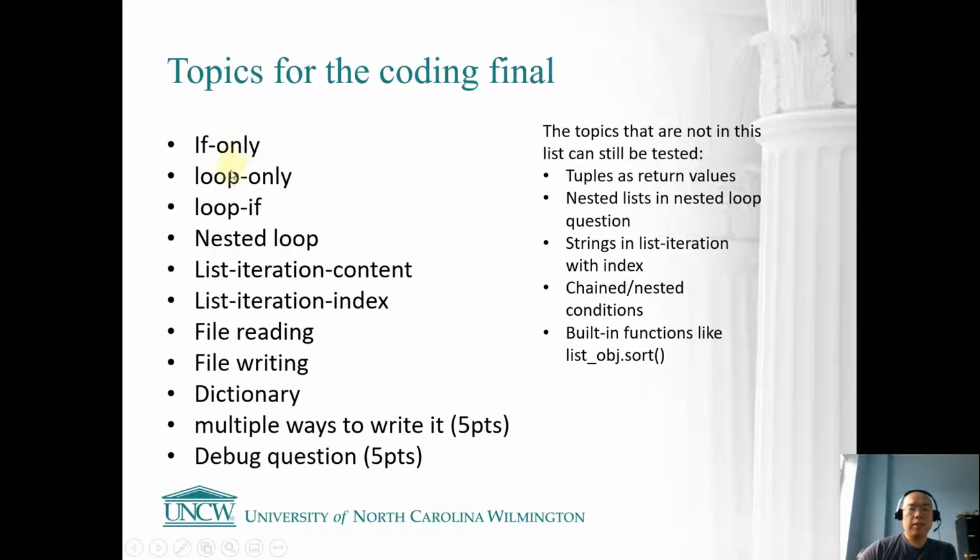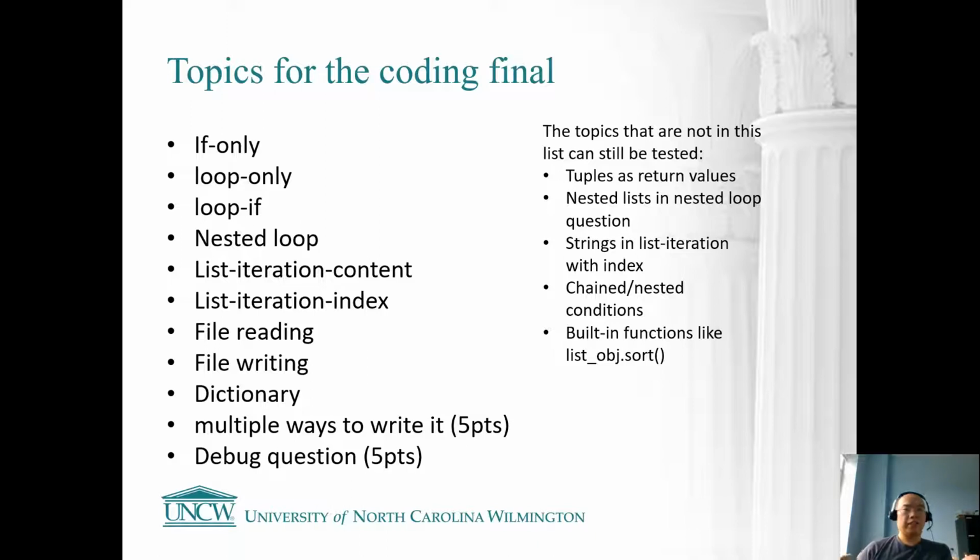The next one is loop only. For example, you are going to do an iteration from 1 to 100, and add all the values together, and the returned result should be 5050. And then the next one is loop with if, where you are still doing the iteration, but inside of this iteration you are going to have an if condition or if-else as well.